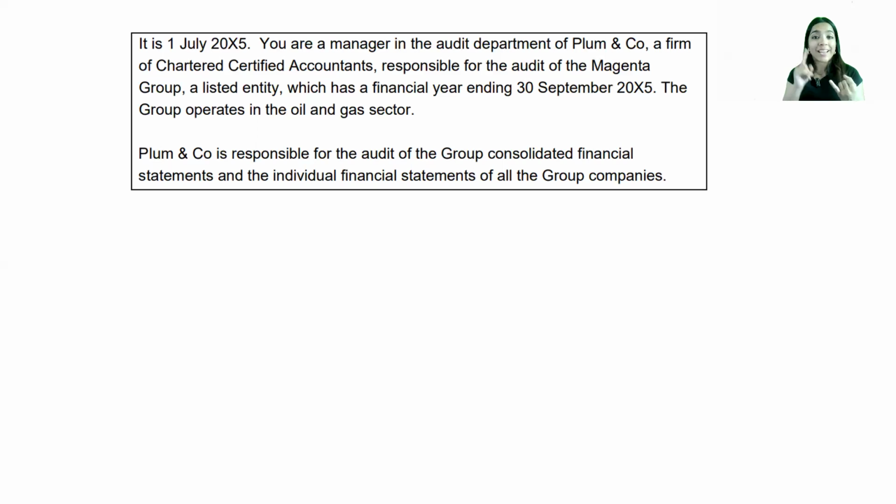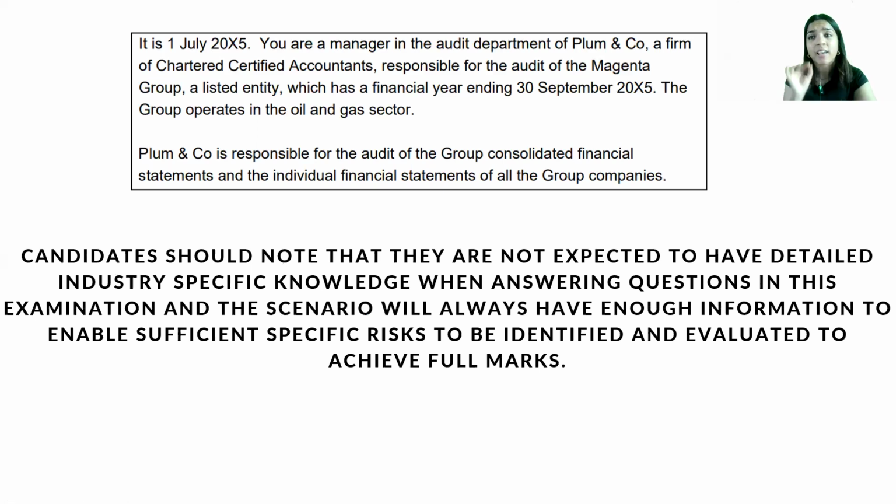Why? First of all, it told me who is Plum & Company and who is Magenta. Then what is the year end? Third, what is the industry? Fourth, is it a group company or is it a listed company? Fifth, what is my responsibility? Am I responsible only for the individual financial statements or am I responsible for the group consolidated financial statements? Is it a listed entity or is it a non-listed entity? Just these 5 lines gave me more than 5 pieces of information that I need to remember throughout this particular question. So that is the reason I am telling you to read this very carefully.